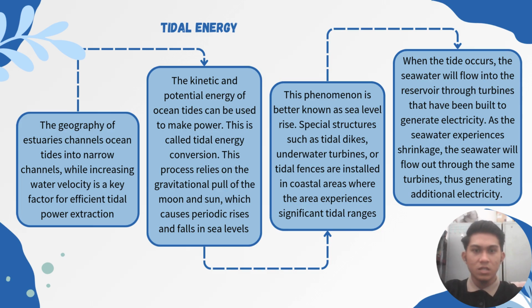Special structures such as tidal ditches, underwater turbines, or tidal fences are installed in coastal areas where the area experiences significant tidal range. When the tide rises, the seawater will flow into the reservoir through turbines that have been built to generate electricity. As the seawater recedes, the seawater will flow out through the same turbines, thus generating additional electricity.